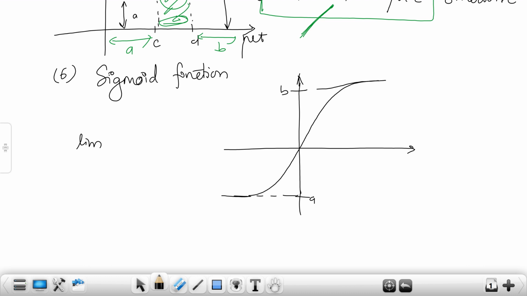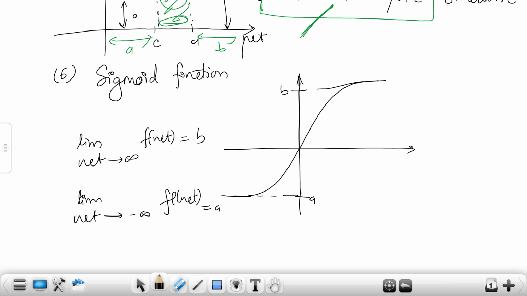When net tends to positive infinity, f of net will become what? f of net will be equal to B. And when net tends to minus infinity, f of net will become A. That's very clear from this diagram. This is your net, by the way, and this is your f of net on the y-axis. Is that clear? This is your sigmoidal function. What we have previously seen in the bipolar continuous case is also a sigmoidal function. Now, let's go to the next one.